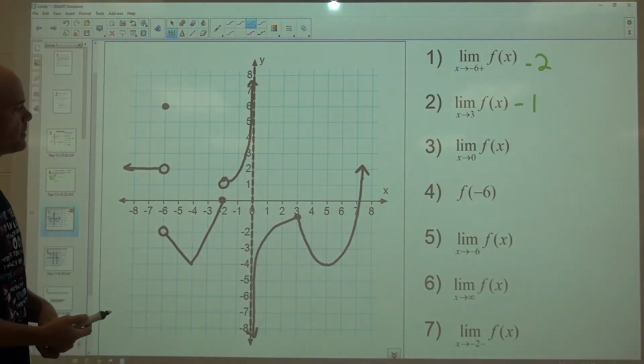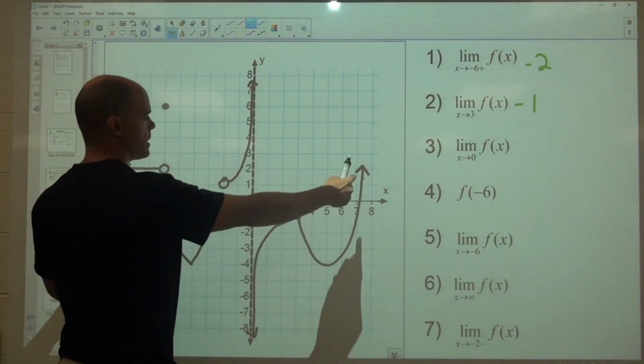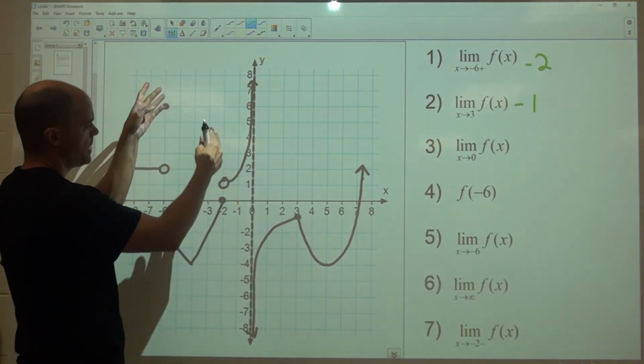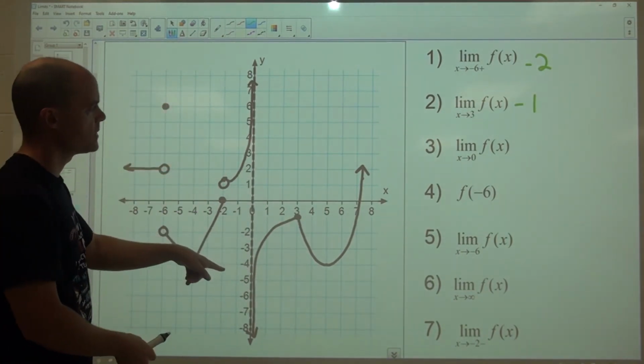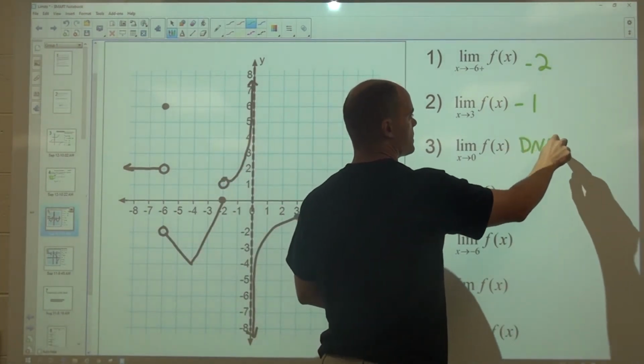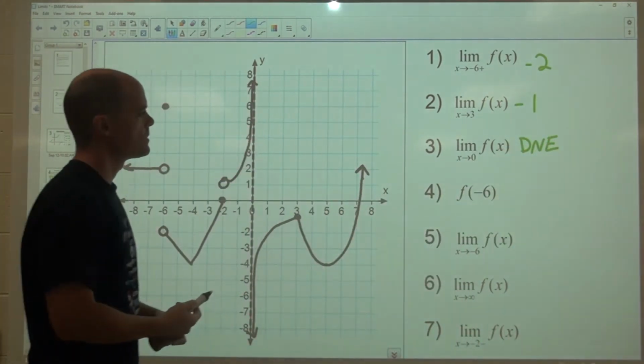0 from either direction, it better be the same, and it is not. As we approach 0, I see the asymptote there. We're going to 2 different places. So this does not exist.